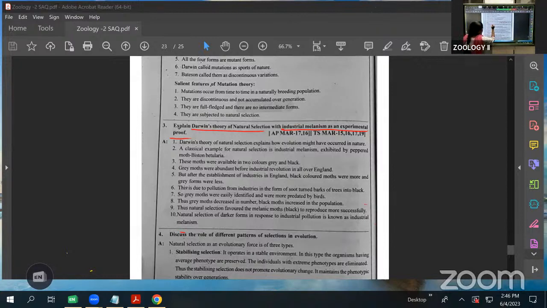Darwin's theory of natural selection explains how evolution might occur in nature. To explain natural selection, he took industrial melanism. The ecological example for natural selection is industrial melanism. He took the classical example, exhibited in the peppered moth, Biston betularia. The name is peppered moth.